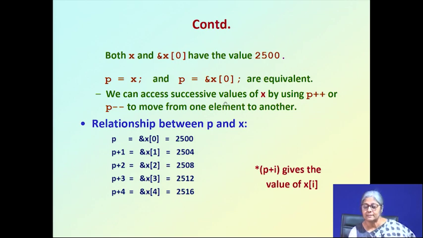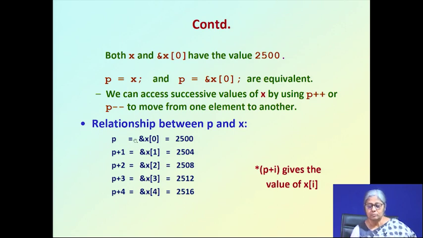We can access successive values of x by using p++ or p--, because just now we have seen that a pointer we can increment or decrement. p plus 1 means actually one scale factor. Scale factor is how many bytes that particular data takes in the array. If it is 4 bytes, then it will advance by 4 bytes, or if p--, it will reduce by 4 bytes.